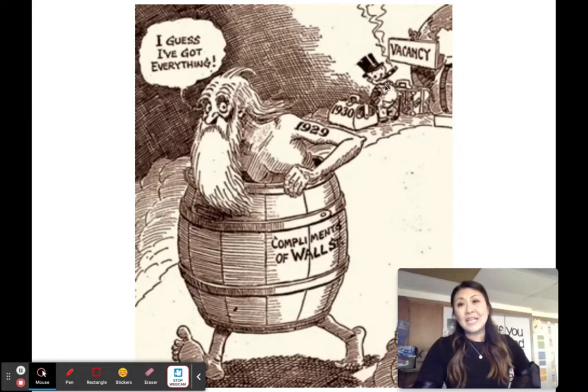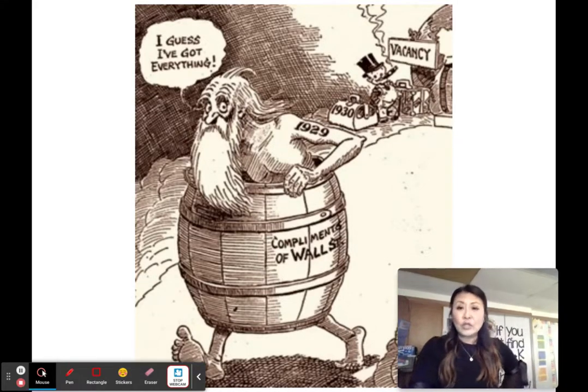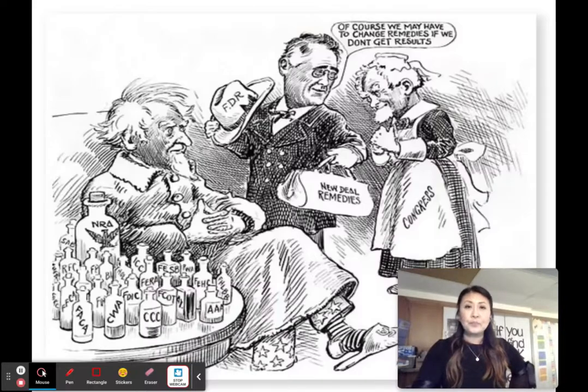And really, it's these monopoly businesses that are winning everything. And you can see on this bucket, he's got nothing on here. Compliments of Wall Street. So that's really an inference to the stock market crash.